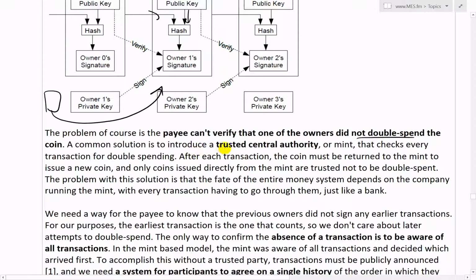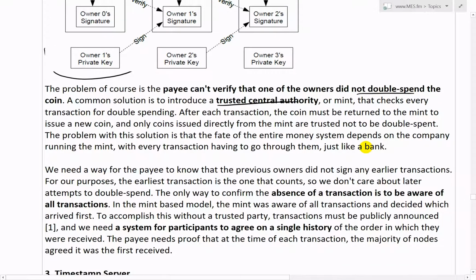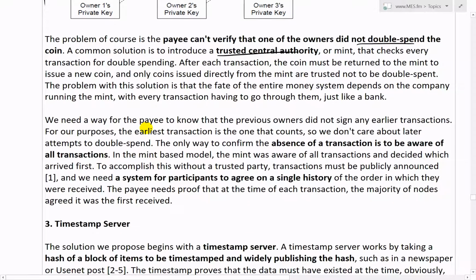A common solution is to introduce a trusted central authority, or mint, that checks every transaction for double spending. After each transaction, the coin must be returned to the mint to issue a new coin, and only coins issued directly from the mint are trusted not to be double spent. The problem with this solution is that the fate of the entire money system depends on the company running the mint, with every transaction having to go through them just like a bank.